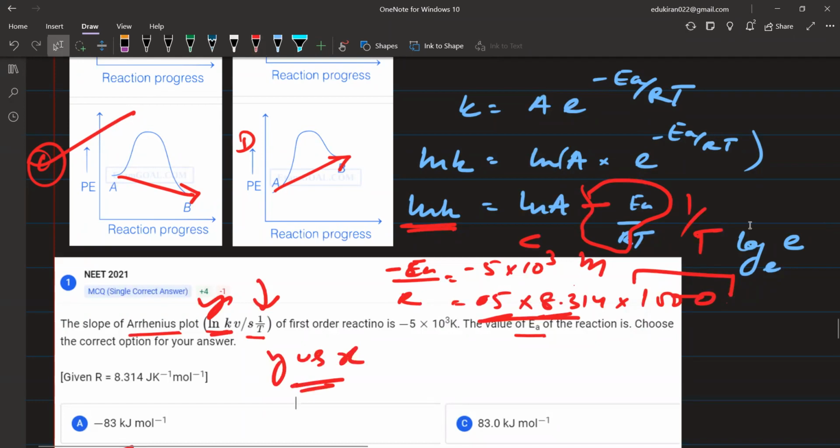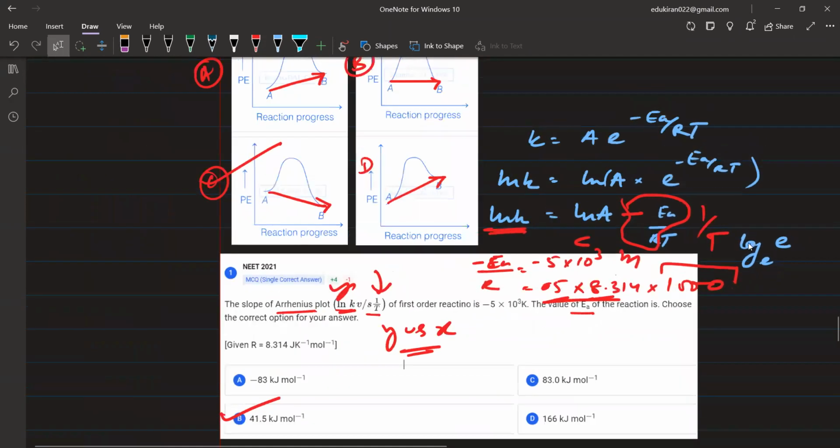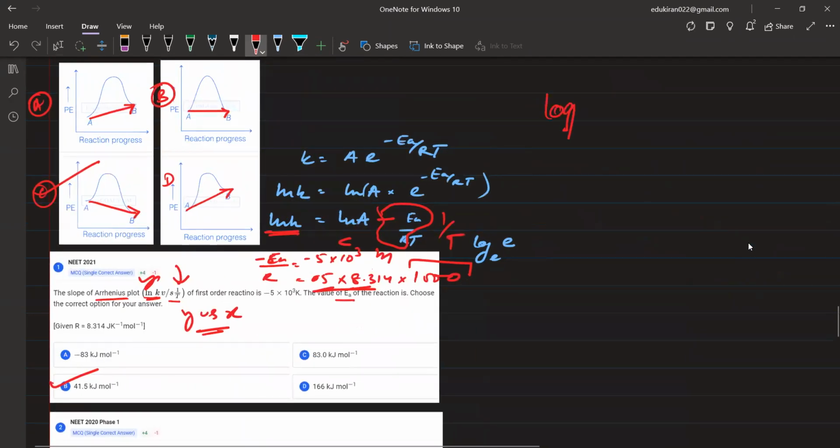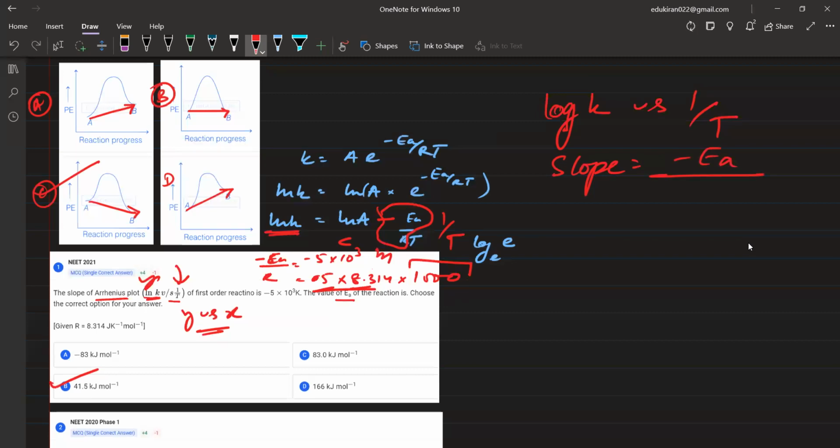Now, if the same question was given and it said log K versus 1 upon T, then in that case the slope would be equal to minus EA upon 2.303 R. Okay, if it was log. And since it is ln, you're not putting this 2.303 term.